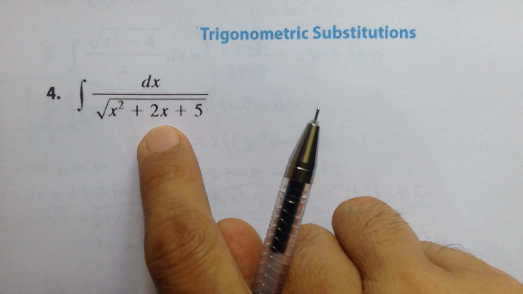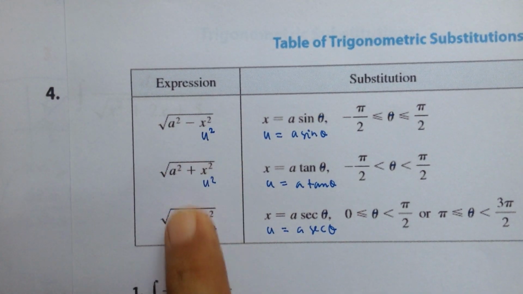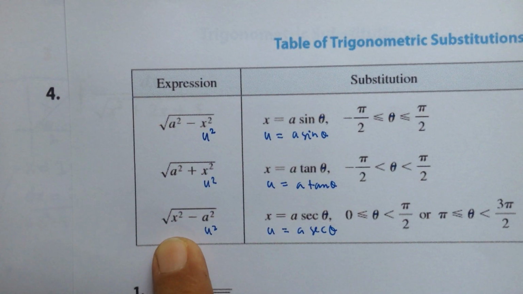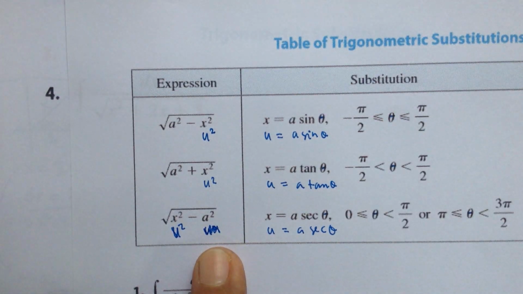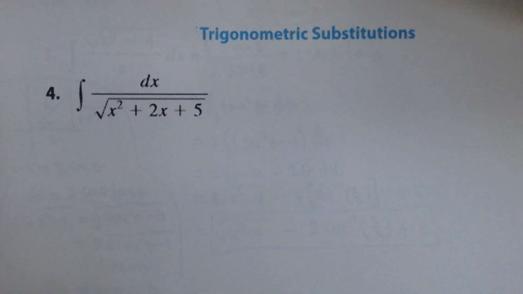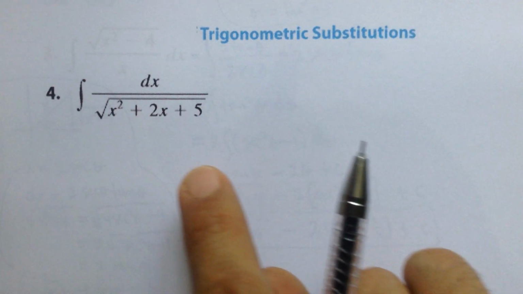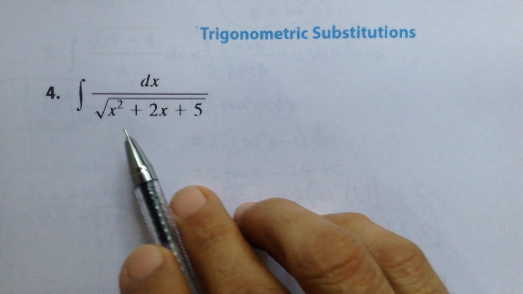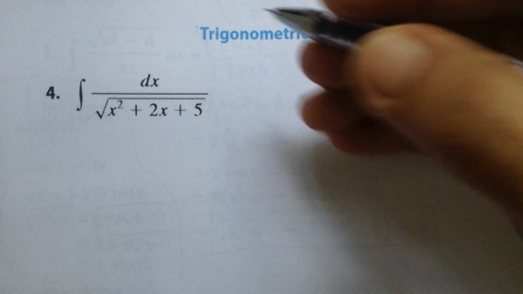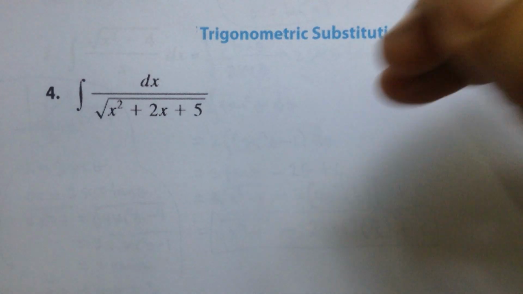Okay, how do we write this in one of these forms? A squared minus u squared, a squared plus u squared, u squared minus a squared. What I'm going to do here is convert this into one of the forms in our table for trigonometric substitution. I'm going to use completing the square here, so that we'll be able to write this as square root of u squared plus something or minus something.